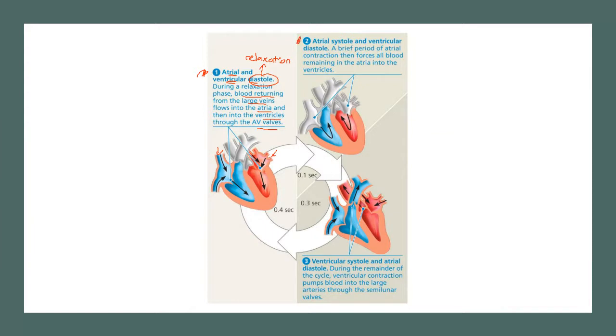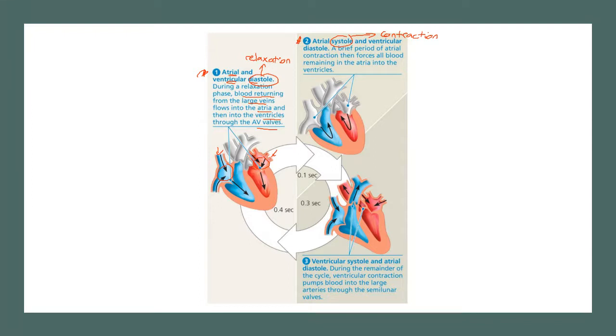Number two, whatever blood is left here and here now has to be pushed. It has to have some pressure added to make sure it goes to the ventricles. So atrial systole. If diastole is relaxation, systole is, guess what? Contraction. When the chamber is contracting, the muscle is contracting, the opposite of relaxed. When the chamber contracts, it's said to be in systole.